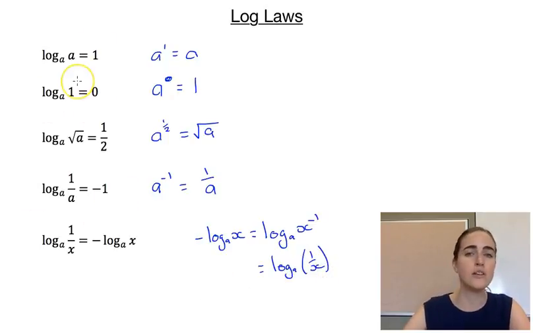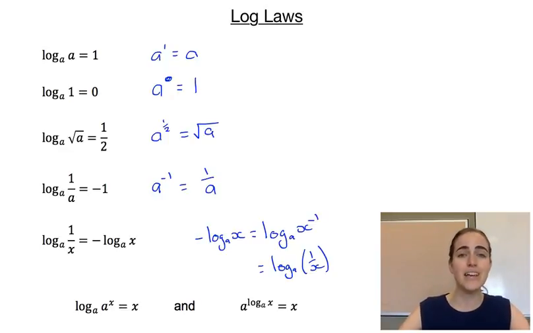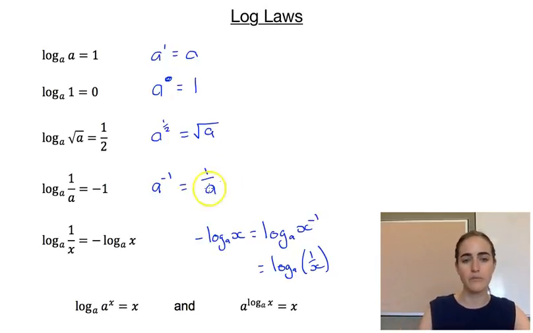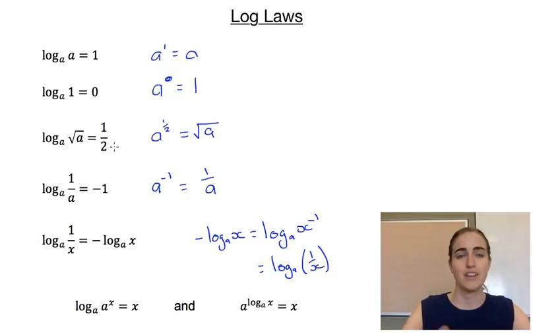So there are a few things that you need to be able to recognize as well when you're doing log problems. And the one last thing we need to know is that logs and indices sort of cancel each other out. So if we have log to the base a of a to the power of x, that's just equal to x. Or if we had a to the power of log to the base a of x, that's just equal to x as well. So it's doing one thing and then undoing it both times. So you're just ending up with that x. So that's how to look at the log laws and how to prove them.